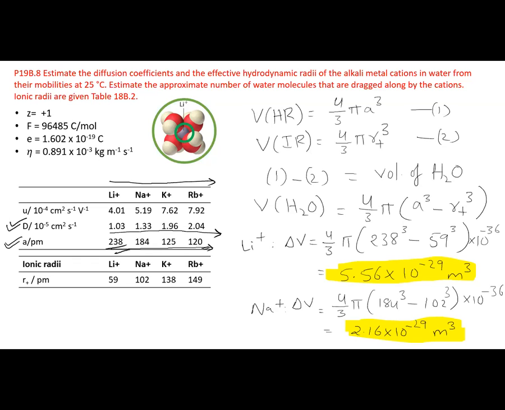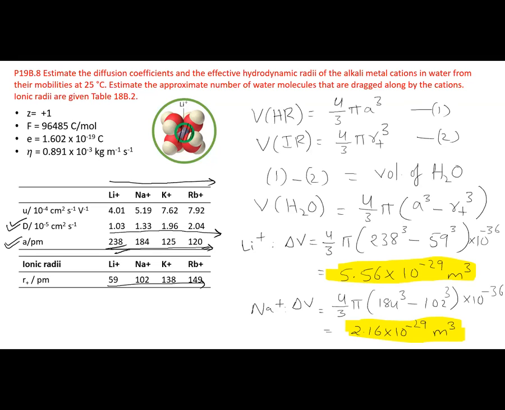I've also got the ionic radii from the crystallography data, where the ionic radius increases down the group, right? Which is kind of expected. So I can calculate the volume. What we need to find is how many molecules of water are dragged by each of these ions. For that, I need to determine the volume of just the ion.